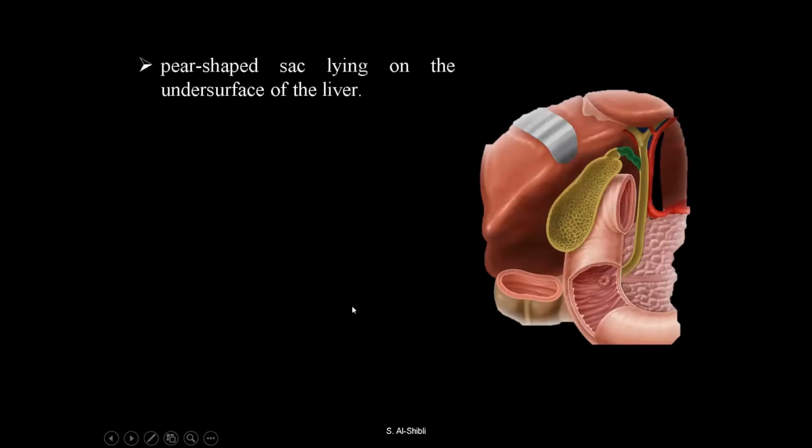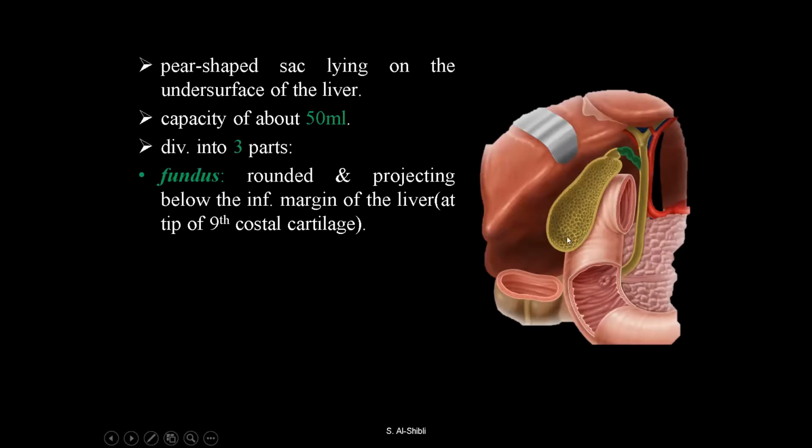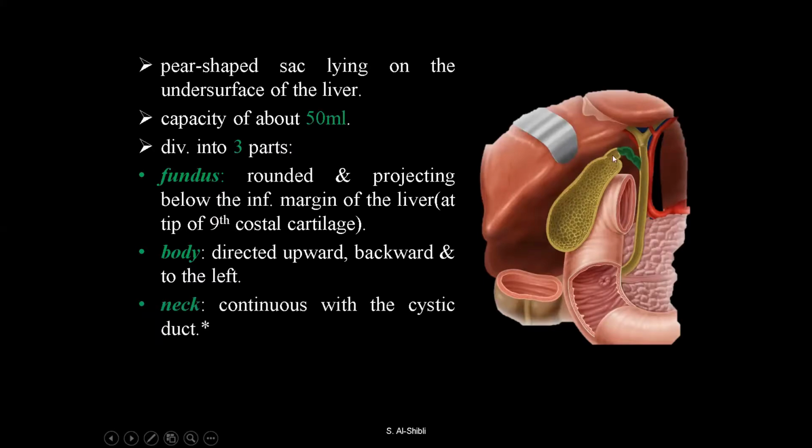It's a pear-shaped sac lying on the undersurface of the liver. The capacity, as I mentioned, is about 50 milliliters. It can be divided into fundus, body, and neck. This is the fundus of the gallbladder, which is rounded, and it can project below the inferior margin of the liver, at the tip of the ninth costal cartilage. Then we have the body, which is directed upward and backward, and finally we have the neck. This is the neck, which continues with the cystic duct.